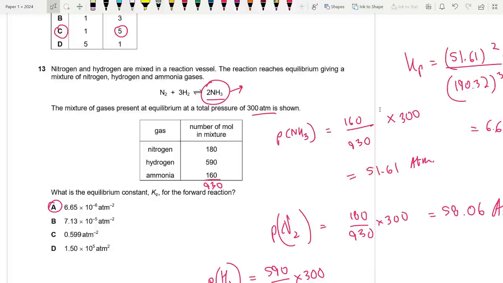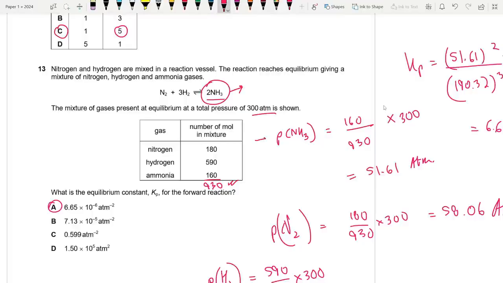The general idea is, to calculate Kp, we first need the partial pressures. How to find out partial pressures? First find out the mole fraction and then multiply with the total pressure. For ammonia, NH3, the mole fraction is 160, the moles of ammonia, divided by the total moles of gas, which is 930. I added all 3 up to get this particular value over here, as you can see.